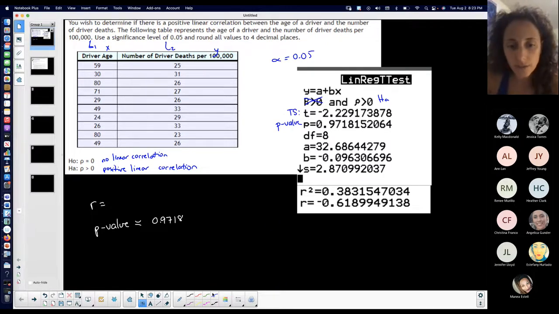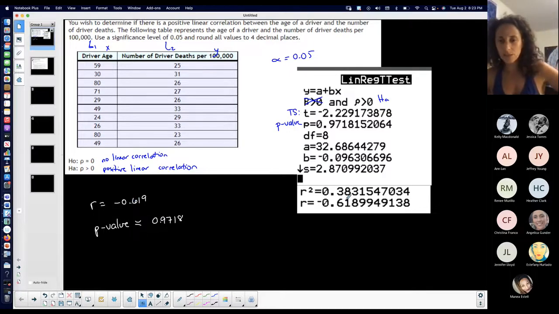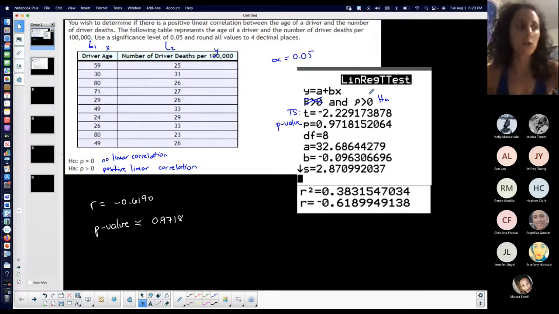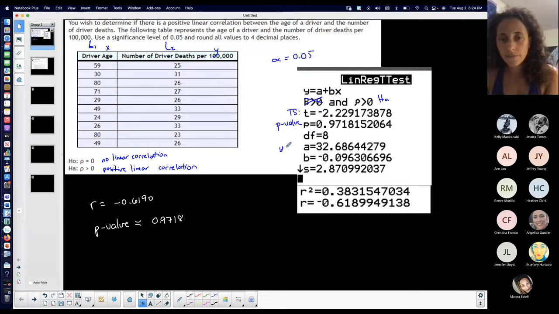Just for future, here's my R, my linear correlation coefficient, which is negative 0.619, rounding to four decimal places, because this is 0.61899, so I would have to round. I'm not asked for R squared, but that's not hard. I can always square R if I need to get R squared. If I were to need the regression equation, it gives me that as well. This is why I like LinRegTTest. It gives me everything in one shot that I need for this particular course, okay? It gives you A, which is your y-intercept, and B, which is your slope, okay?